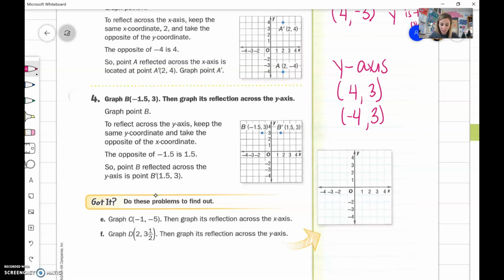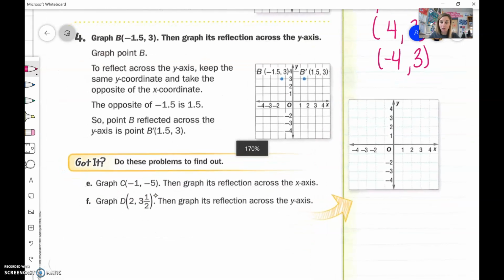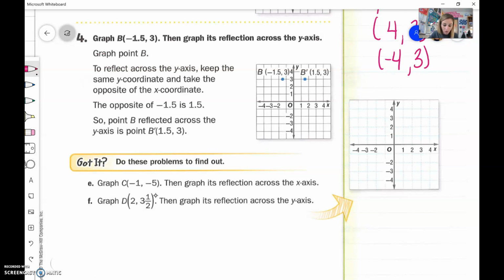So taking a look here, let's just jump in and do some practice problems. It says graph C -1, so we're going to go -1, and then we're going to go down to -5, okay, right here. Then it says graph its reflection across the x-axis, so I have to go over the x, which means it's going to be completely opposite. So if I'm going over the x, my first one was -1, -5. Remember the x stays the same, but the y now becomes the opposite. So that's exactly what happened.